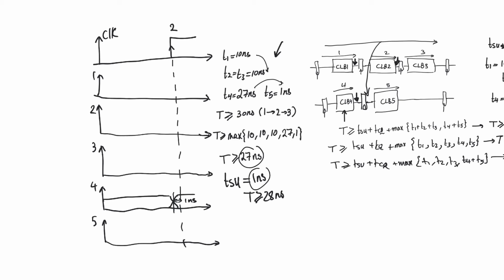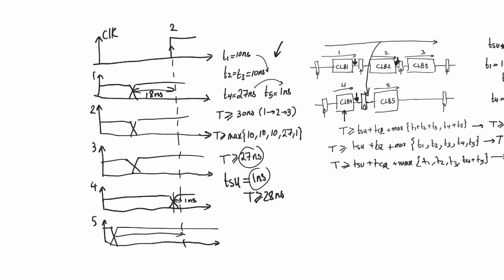So for example, path 1 will be ready after 10 nanoseconds, which means it is ready before the active edge by 18 nanoseconds. It needs to be ready 1 nanosecond before, but it finishes 17 nanoseconds earlier than path 4. Now, path 2 is going to be the same as path 1. It's going to finish at the same time, and so does path 3. Path 5 is going to be even earlier than these. These each have 10 nanoseconds of delay. This has only 1 nanosecond, so it is 9 nanoseconds earlier than any of these. So path 4 is going to be ready just in time.